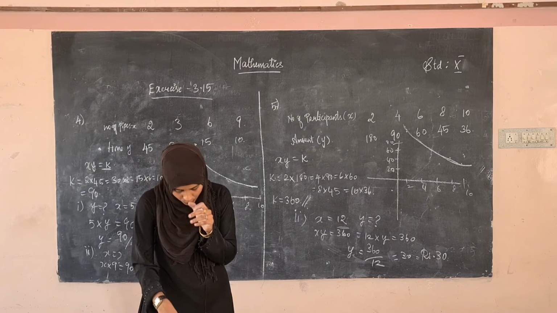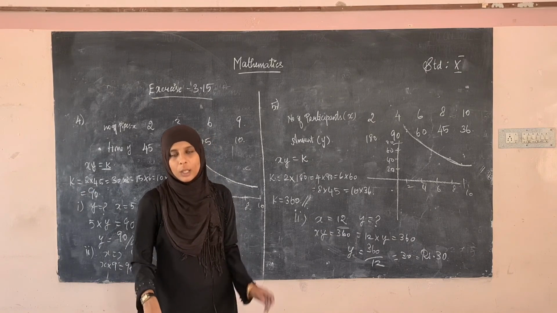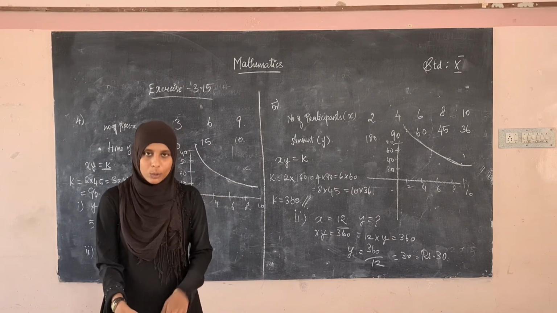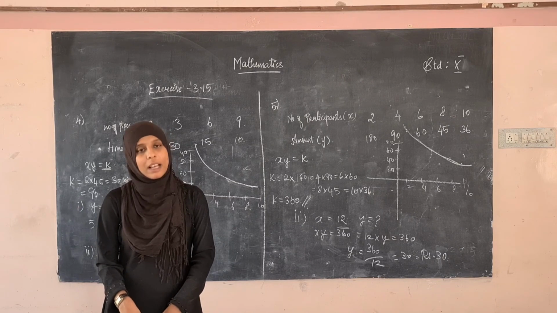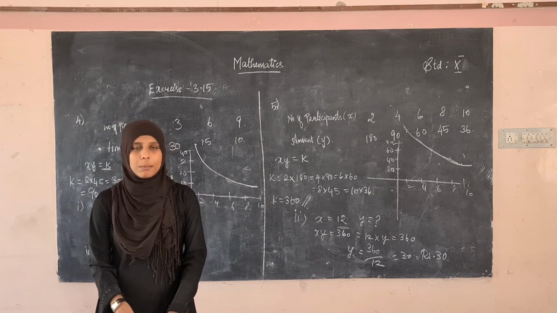And in the second subdivision, find the parking duration when the amount paid is 150. That is, in this subdivision you have to take y is equal to 150. Then you have to find the value of x. Okay, so the sixth sum is the assignment for you.